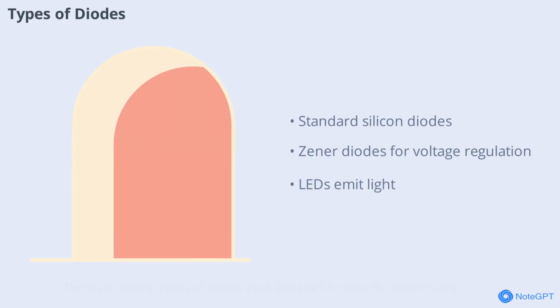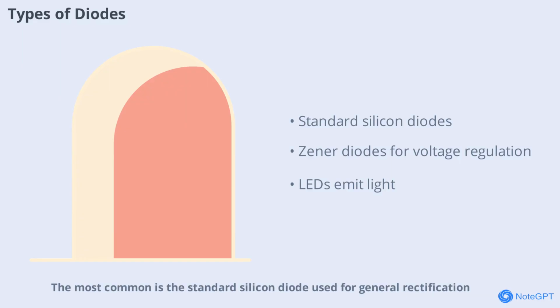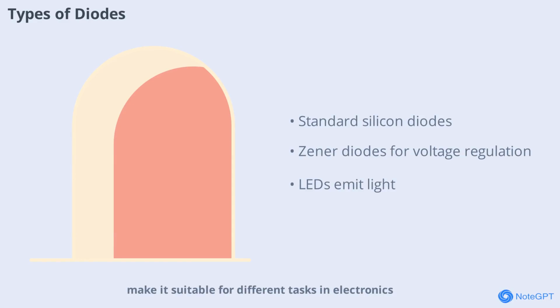There are several types of diodes, each designed for specific applications. The most common is the standard silicon diode, used for general rectification. Other types include Zener diodes, which regulate voltage, and light-emitting diodes, LEDs, which emit light when current passes through them. Schottky diodes are known for their fast switching speeds, while photodiodes are sensitive to light. Each type of diode has unique characteristics that make it suitable for different tasks in electronics.